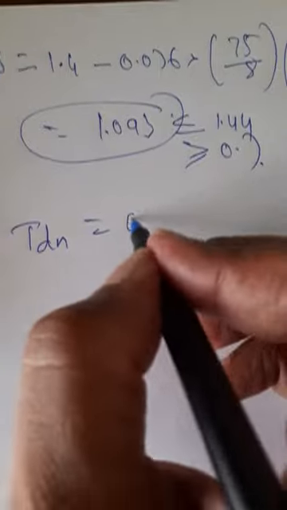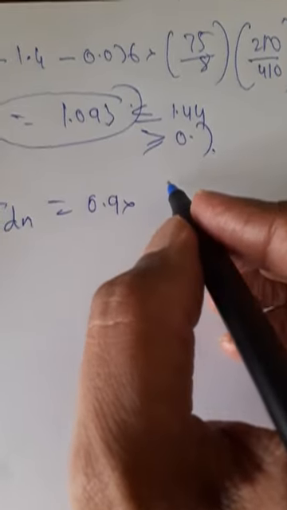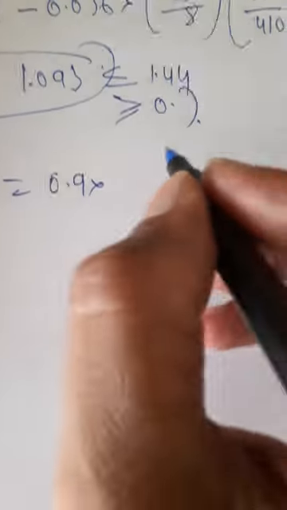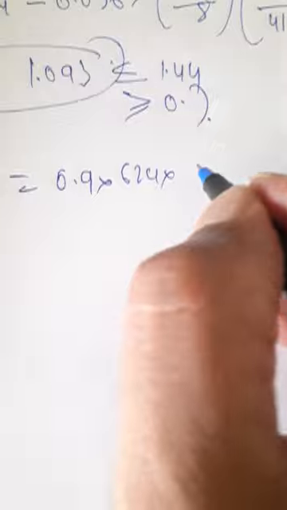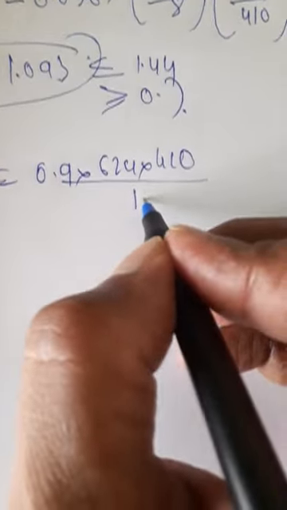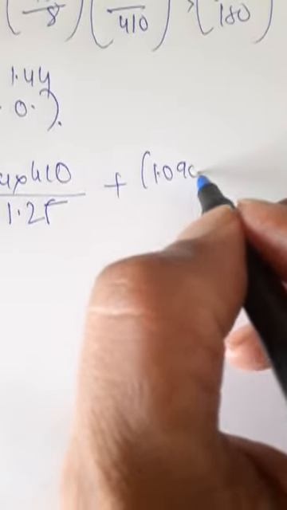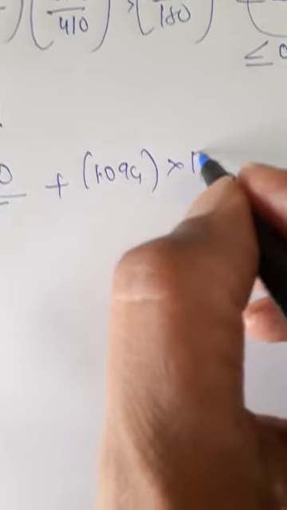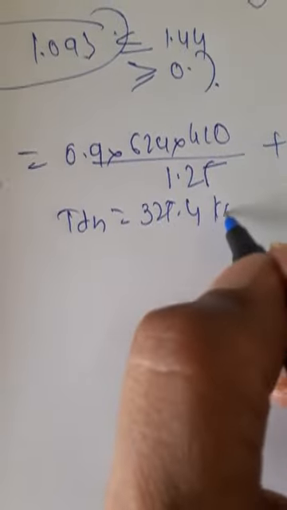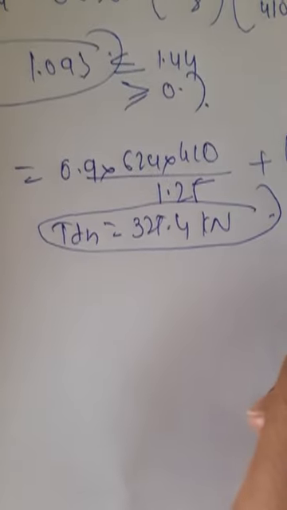So TDN is equal to 0.9 into ANC. So ANC is 624 into Fu is 410 divided by gamma m1 1.25 plus beta 1.094 into AGO 568 into Fy 250 divided by 1.1. So we have the value TDN is equal to 325.4 kilonewtons. This is the one value.